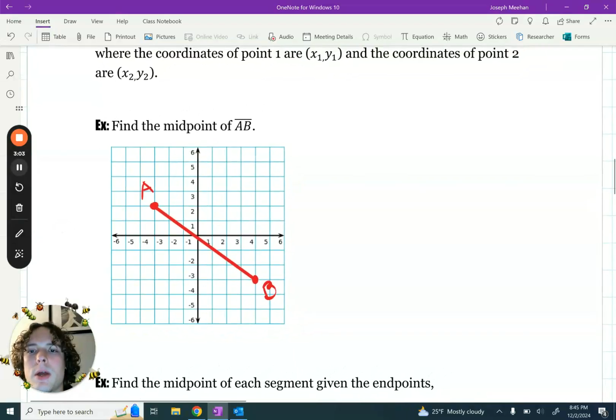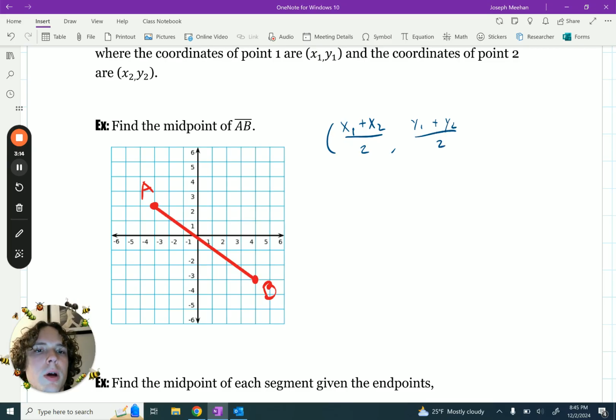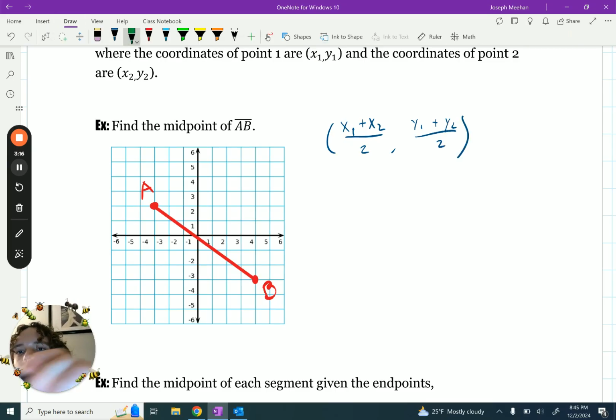It says find the midpoint of AB. I'm going to rewrite the midpoint formula so we can see it down here. So x1 plus x2 divided by 2, comma y1 plus y2 divided by 2. What I want to do here is write down the coordinates of A and B, just so we have them. What's the coordinate of point A? It looks like that is -3, comma 2. And the coordinate of point B is 4, comma -3.